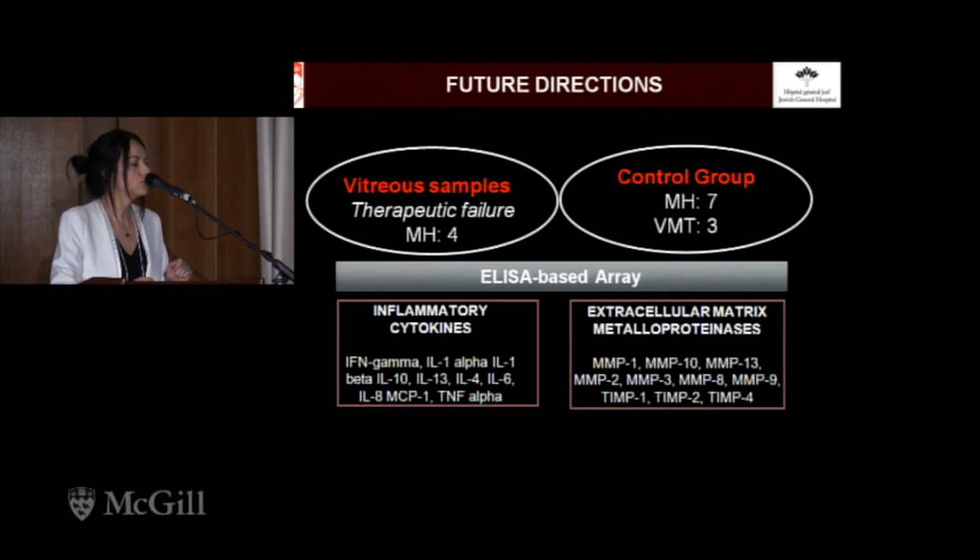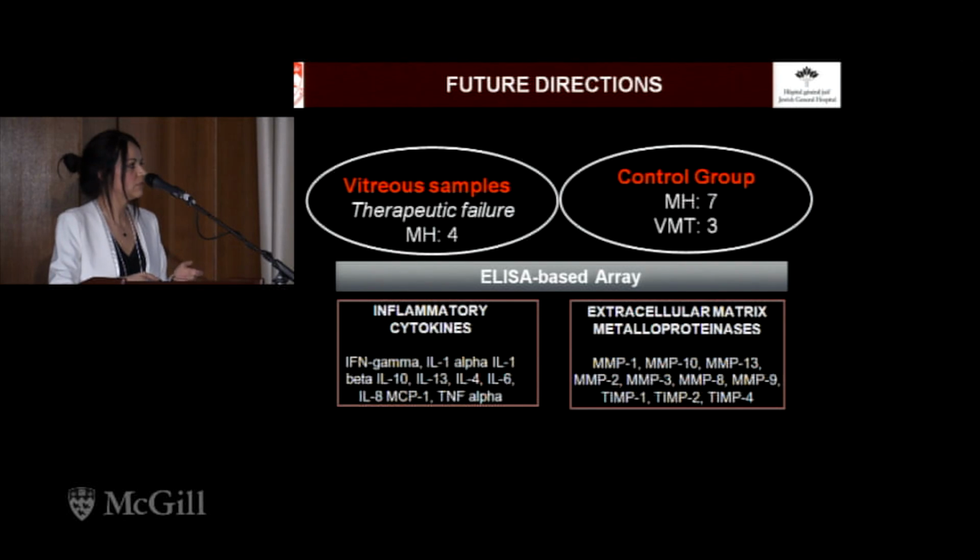We decided to look at the patients that were having surgery. That means the patients in whom the ocriplasmin didn't work, and these ones were undergoing surgery. So we collected these vitreous samples, and that was our study group. We are still collecting patients, but we already have some results. We had 4 macular holes, and then we have a control group of patients with macular hole or VMT whose first treatment was surgery.